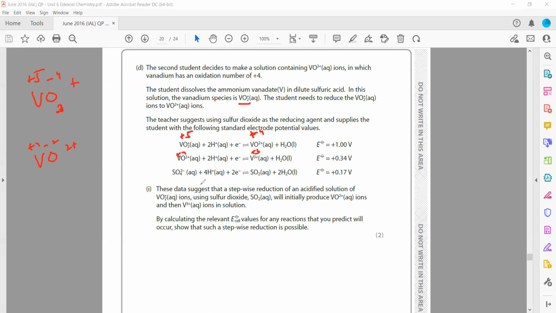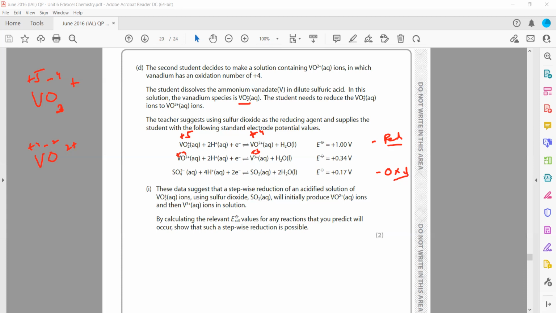Now, how to work it out, as we are using sulfur dioxide. If we have vanadium(V) and sulfur dioxide, the one which has the higher electrode potential is reduced. So for this one, reduction happens, and for the other one, oxidation happens. So this will be reduced and this will be oxidized. So in the first case, the vanadium(V) will convert into vanadium(IV). That is the first step. And then further, what will happen?